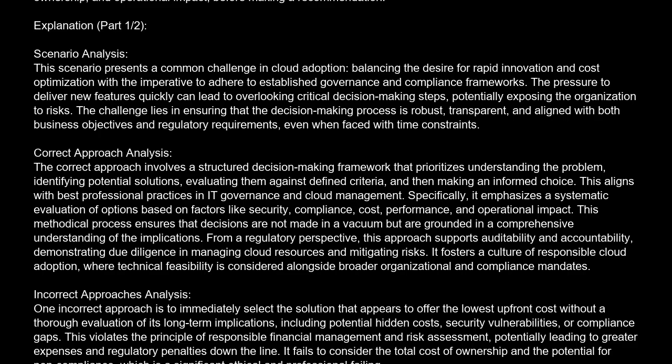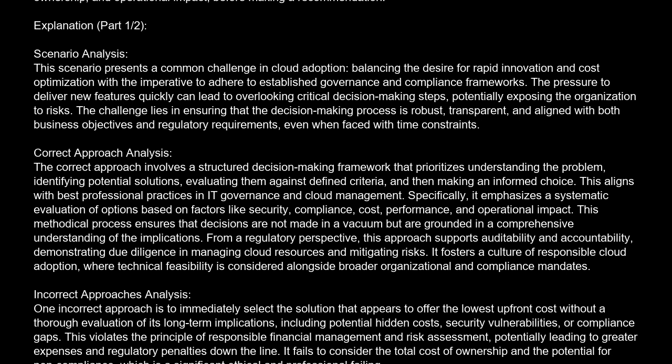Correct approach analysis. The correct approach involves a structured decision-making framework that prioritizes understanding the problem, identifying potential solutions, evaluating them against defined criteria, and then making an informed choice. This aligns with best professional practices in IT governance and cloud management. Specifically, it emphasizes a systematic evaluation of options based on factors like security, compliance, cost, performance, and operational impact. This methodical process ensures that decisions are not made in a vacuum, but are grounded in a comprehensive understanding of the implications.